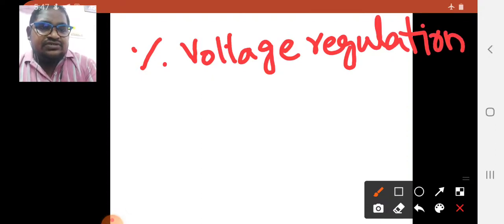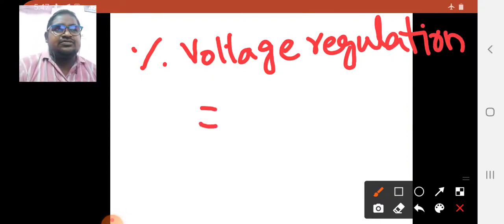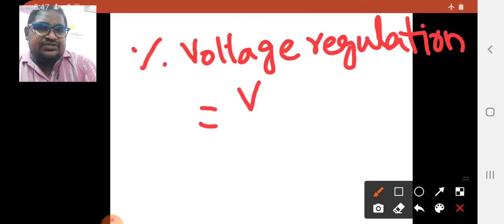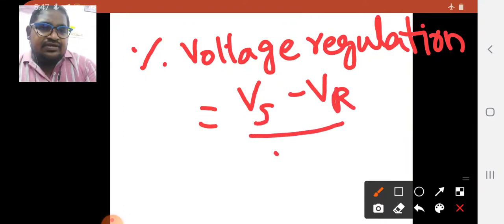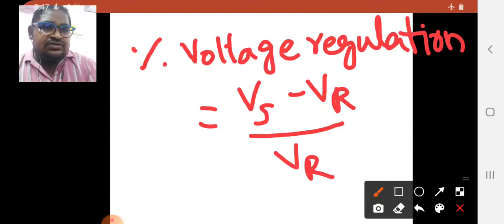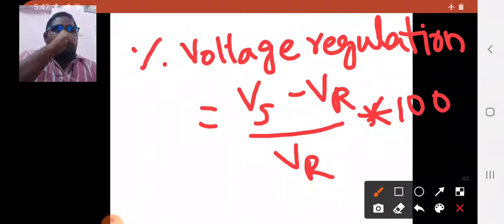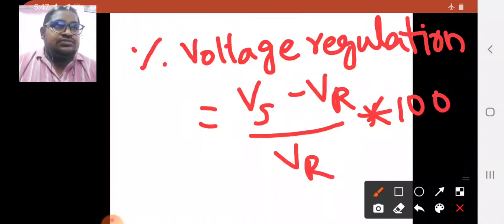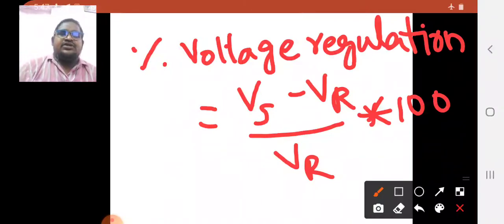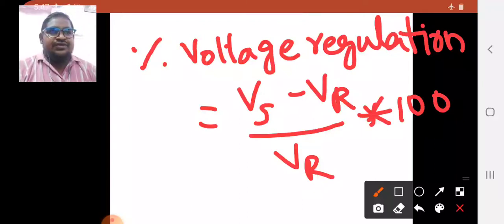Voltage regulation is equal to, yes, what is the formula? Vs minus VR divided by VR into 100. Vs minus VR divided by VR into 100. Okay, this is about voltage regulation.